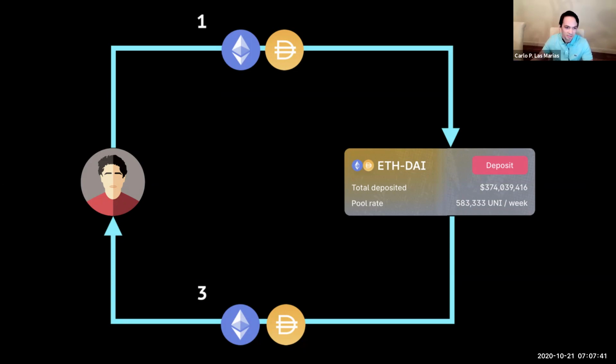So this here is just the basic concept of an automated market maker, for example, the original Uniswap.